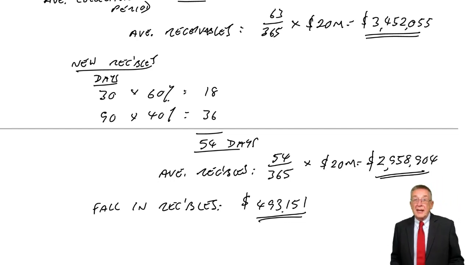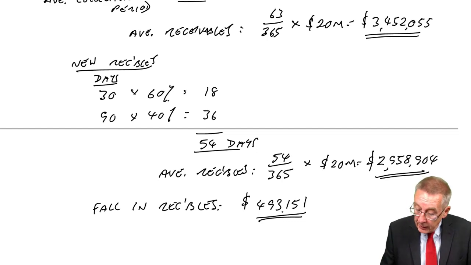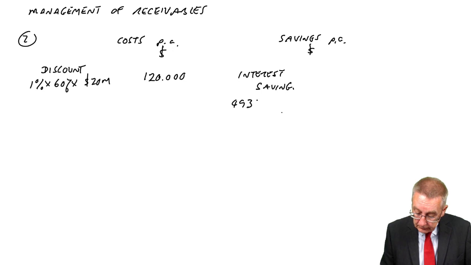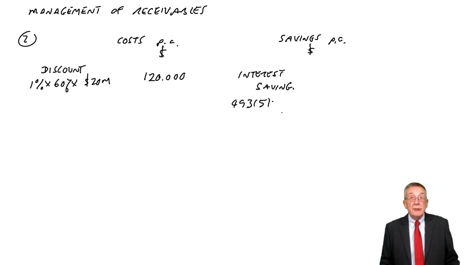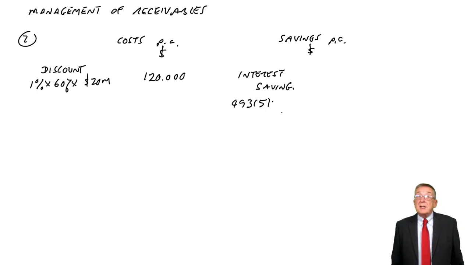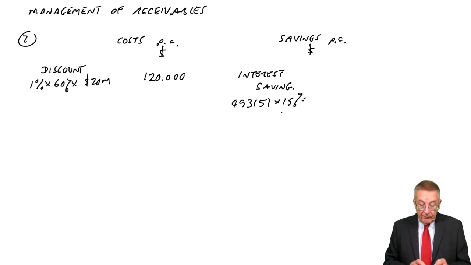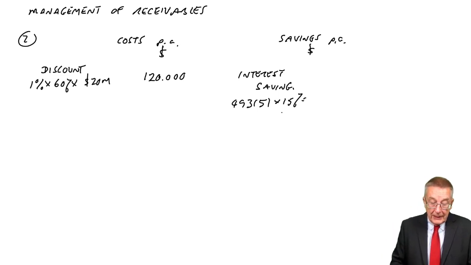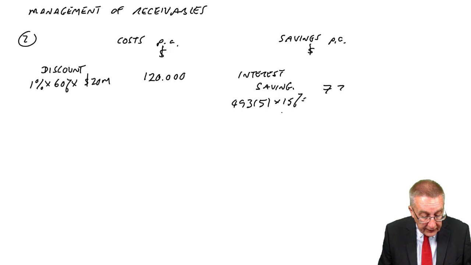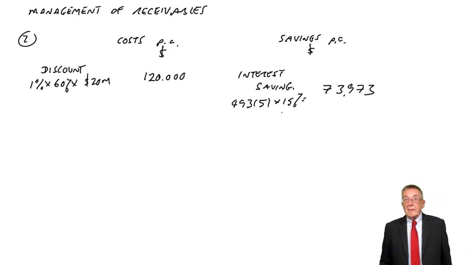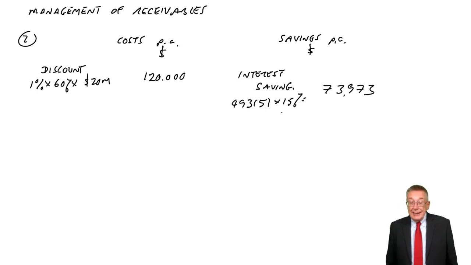So now I can go back to my initial table, 493,151. Remember, it's the fall in the receivables throughout the year. As a result, we'll save the overdraft interest 15% per year. And so the saving, 493,151 at 15%, is 73,973. And now the decision's obvious.